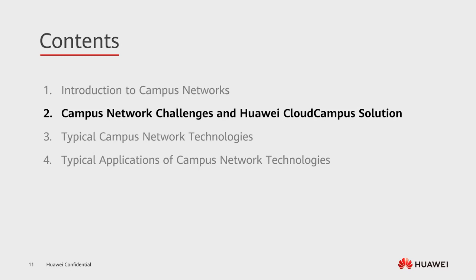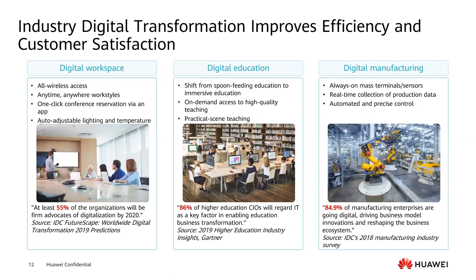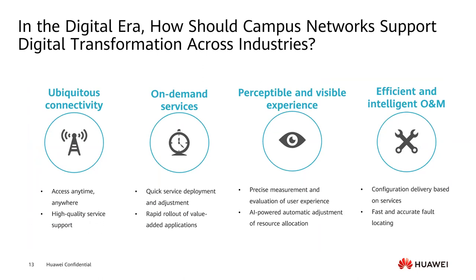And then we are going to see the campus network challenges and Huawei Cloud Campus solution. Okay, and we all know that we are in the tendency toward the industrial digital society. So the industrial digital transformation improves efficiency and customers' satisfaction. So we need the digital workspace, digital education, digital manufacturing. So these are the requirements from work, from education, and from our daily life. And then in the digital era, how should the campus network support digital transformation across industries?